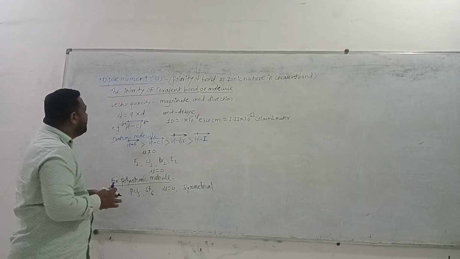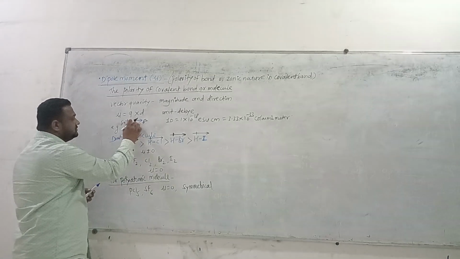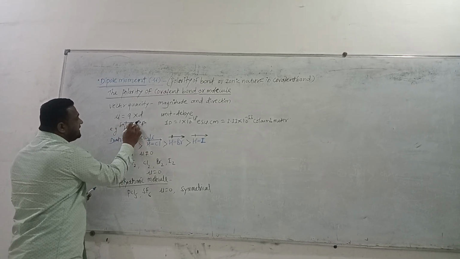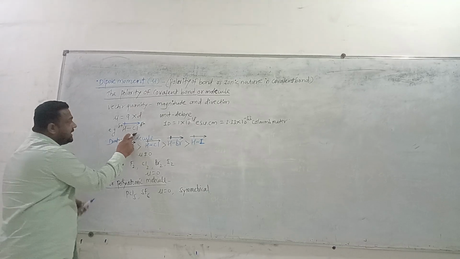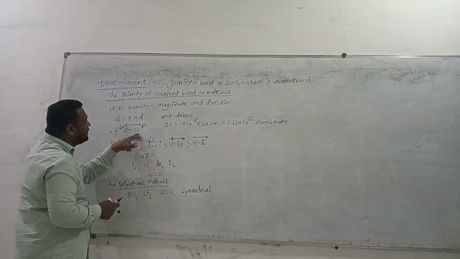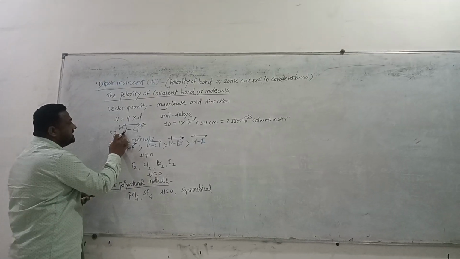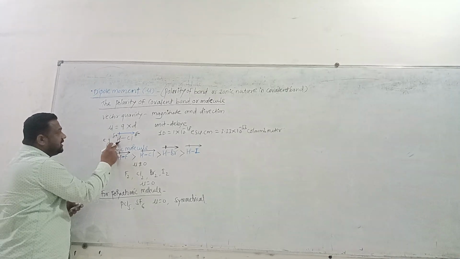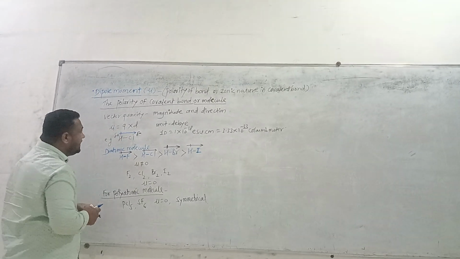The dipole moment is represented by an arrow. The head of the arrow is present on the electronegative atom. Chlorine is electronegative and hydrogen is electropositive, so the head is on the electronegative atom and the tail is on the electropositive atom.